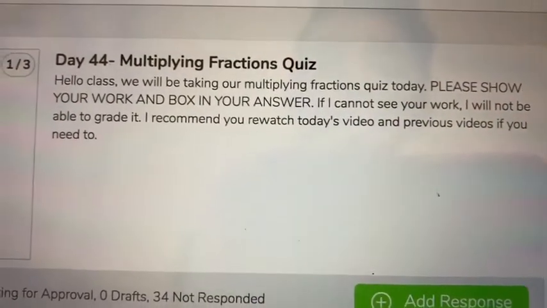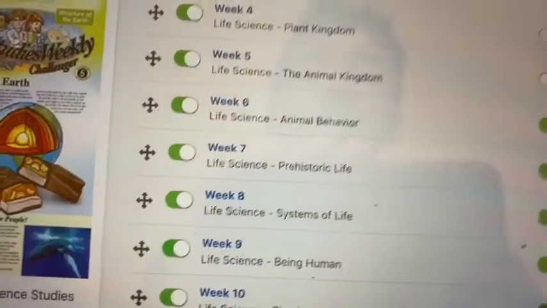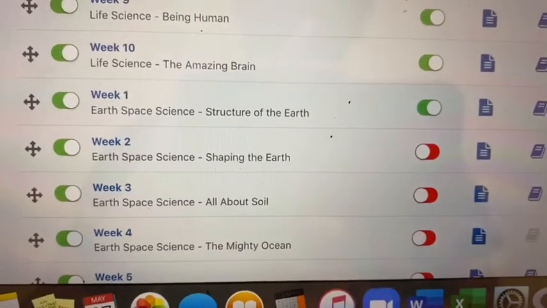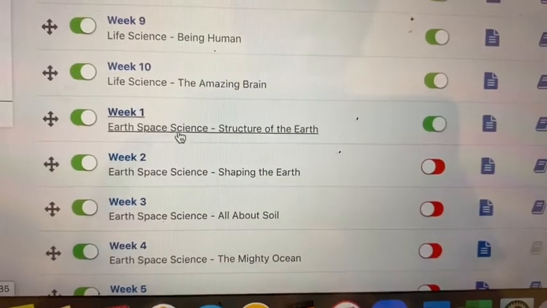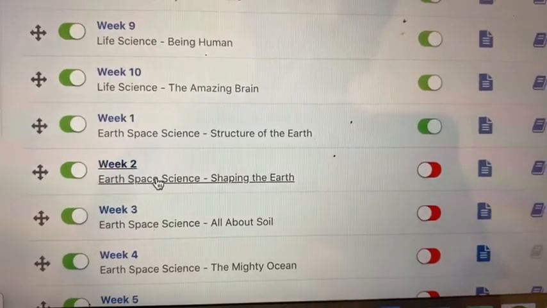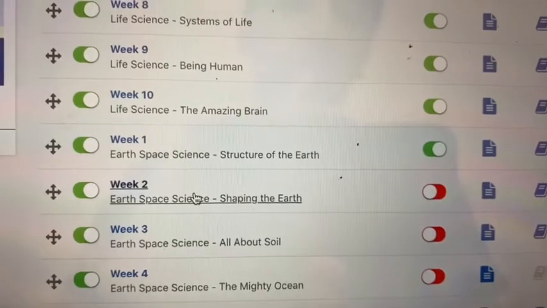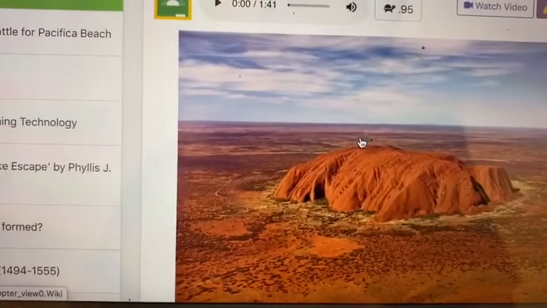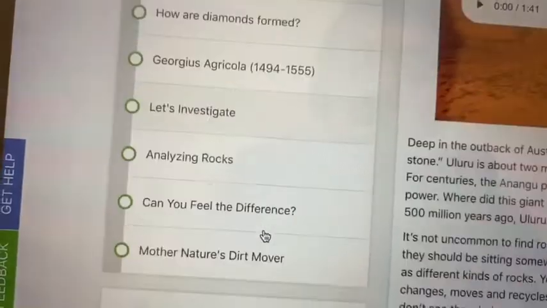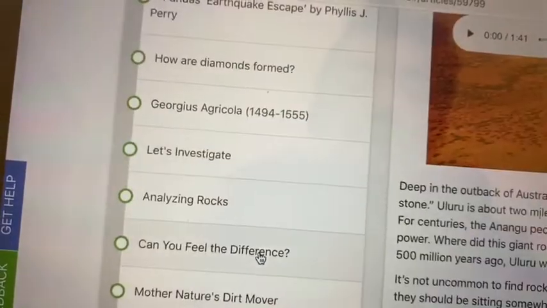You don't have any Seesaw assignments today for science. Instead, you're going to start reading your new unit. So yesterday, you were supposed to take the test for week 1, Earth Space Science. Now we're on week 2, Earth Space Science, Shaping the Earth. So you click on it, it should look like this. And you're just going to go ahead and read the whole article.